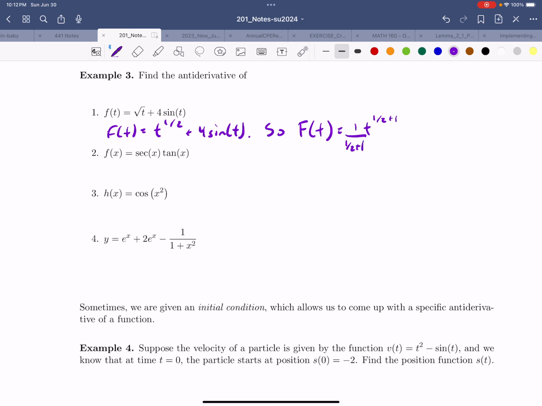Now think. What is the antiderivative of 4 sine of t? It's not plus 4 cosine of t. It's minus 4 cosine of t. And then 1/2 plus 1 is 3/2, so dividing by 3/2 is the same as multiplying by 2/3. So 2/3 t to the 3/2 minus 4 cosine of t, plus c. Very good. Remember your plus c. Really, we should have written one here too, but I wouldn't take off if you forgot it. Just put it at the end.